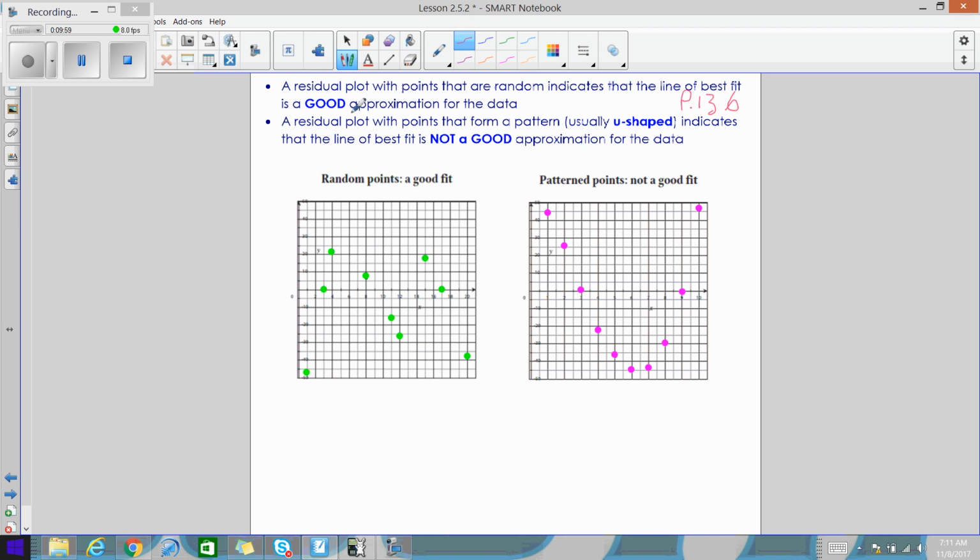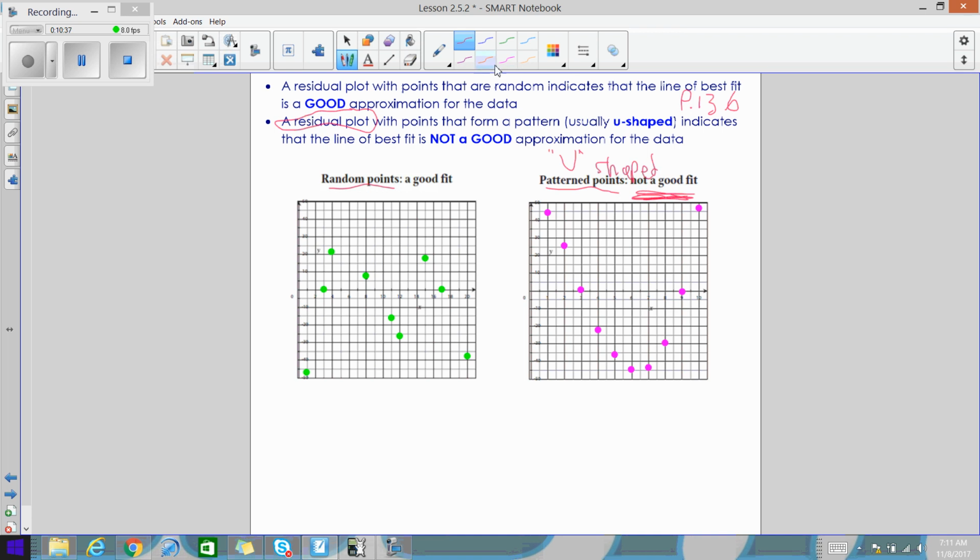So when looking at a residual plot, your residual plot is not your scatter plot. It's a separate plot that you're going to access on your calculator. And these are the two different plots that you'll see. You'll see a random plot and then a pattern plot, or what we would consider a U-shaped plot. When you have a pattern or U-shaped, whether it opens upwards or opens downward, as long as it's U-shaped, it's not a good fit. It's a bad set of data.